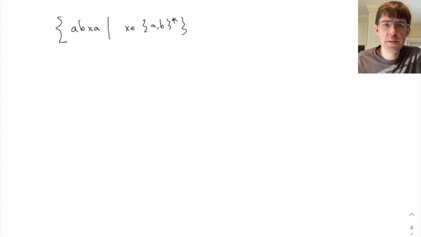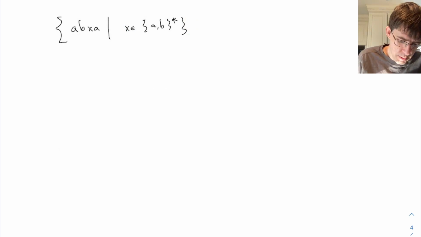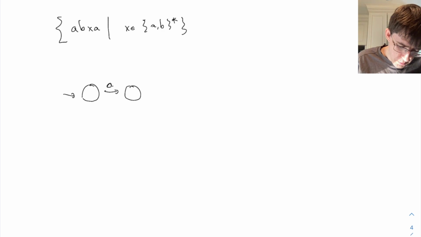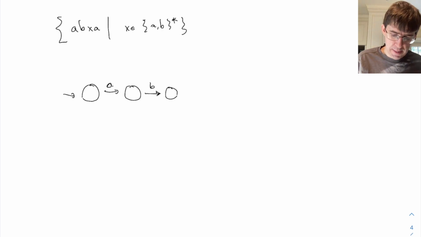AB X A, where X is in (AB) star. This one is similar to ones that we did above. This means that it starts with an A, then a B, then does whatever, and then has an A at the end. You can do this in 4 states. I would say first you must do A, so it's like that. Next, you must do B, so it's like that. Next, you can do anything you like. So at this state, I'm going to put a loop with A comma B on it.